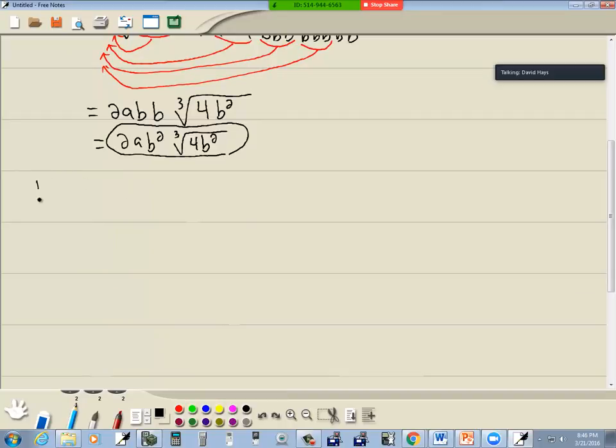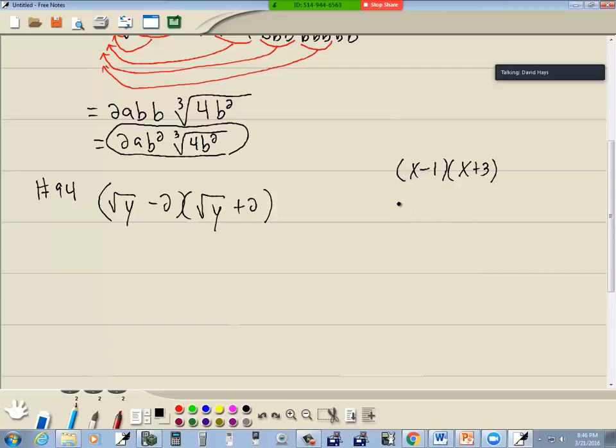Let's look at another multiplication. Number 94. We got square root of y minus 2 times square root of y plus 2. If you remember, like x minus 1 times x plus 3, we multiply these together, FOIL it, if you learned that technique. X times x is x squared. X times 3 is 3x. Negative 1 times x is negative 1x. Negative 1 times 3 is negative 3. And then we'd combine together like terms.